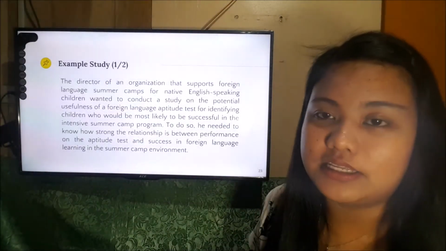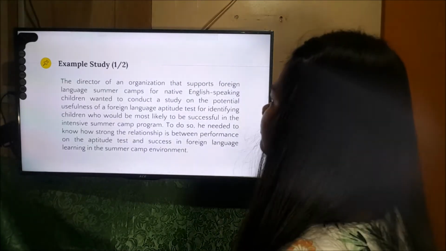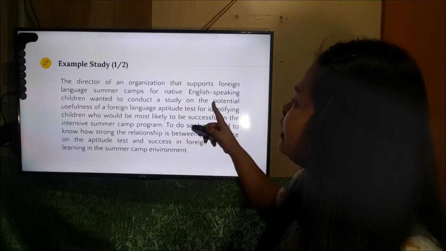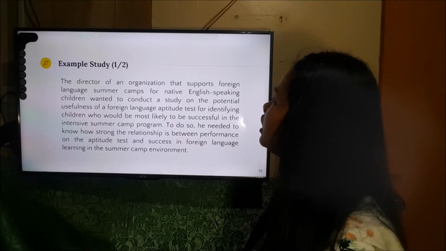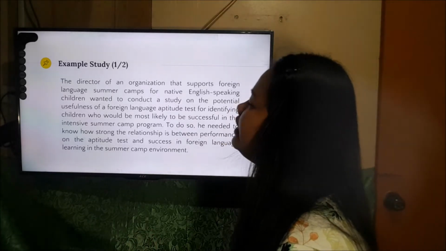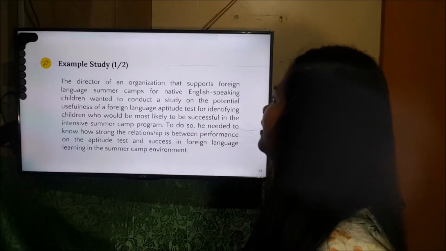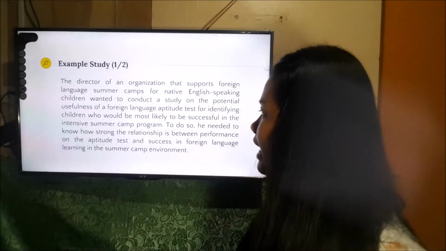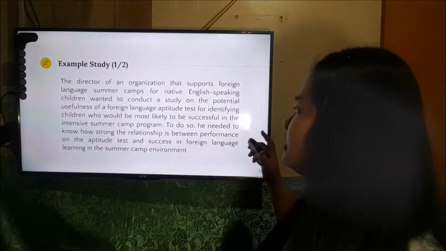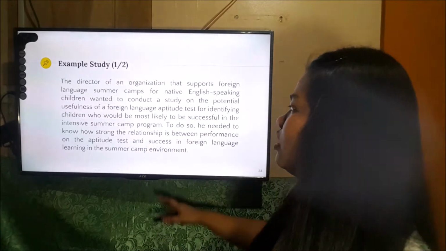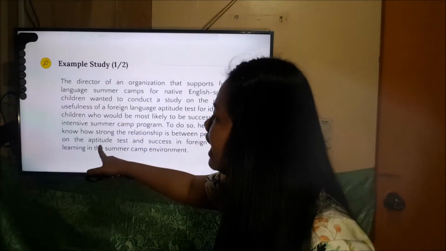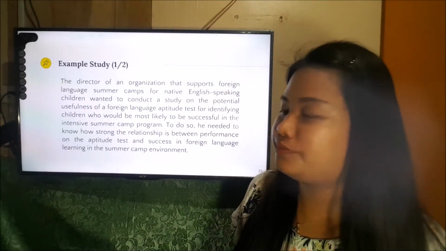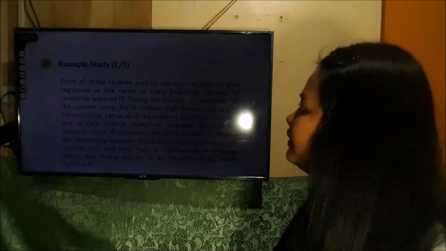We have a sample study here, so let me read it. The director of an organization that supports foreign language summer camps for native English-speaking children wanted to conduct a study on the potential usefulness of a foreign language aptitude test for identifying children who would be most likely to be successful in the intensive summer camp program. To do so, he needed to know how strong the relationship is between performance on the aptitude test and success in foreign language learning in the summer camp environment through a final test after the camp.